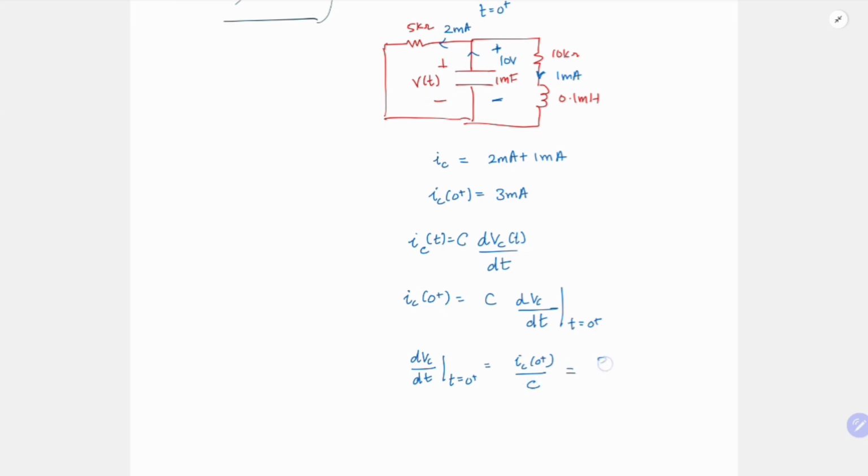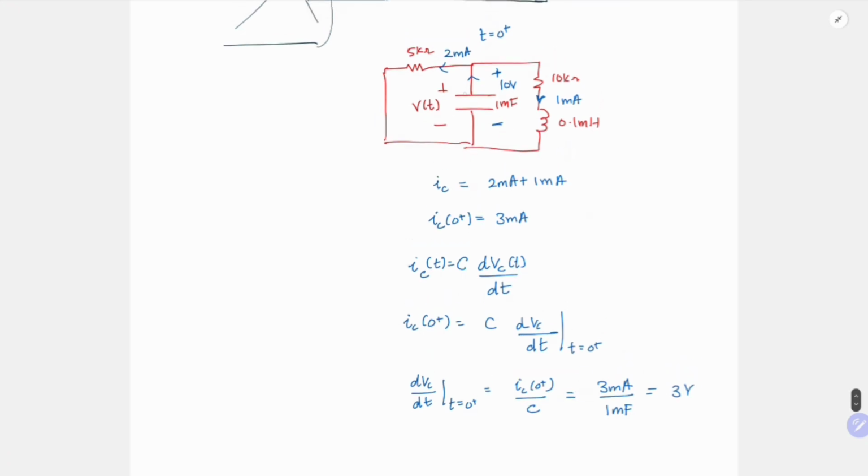So what is IC of 0 plus? 3 milliamp. And what is your C value? It is 1 millifarad. So your answer is 3 volt. But if you notice, what is happening to your capacitor? Is it charging or discharging? It is discharging. So your value should be minus 3. I mean, the sign should be negative.